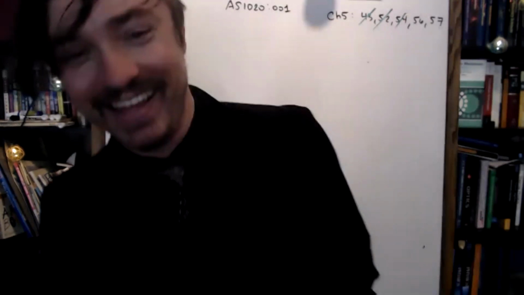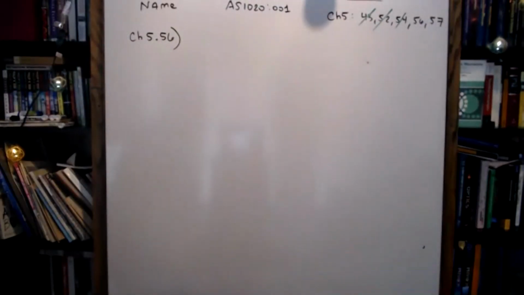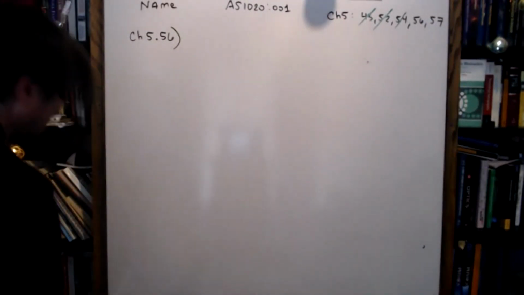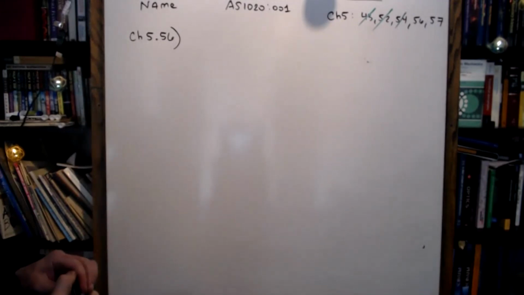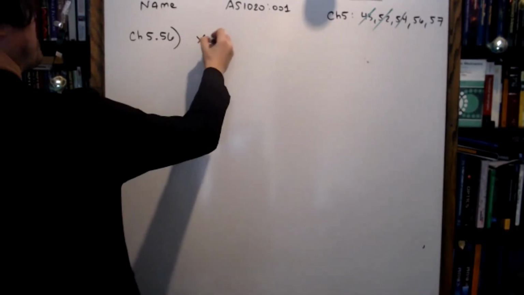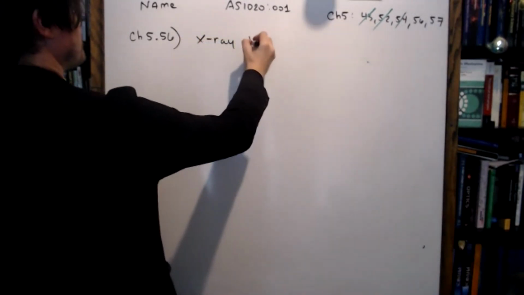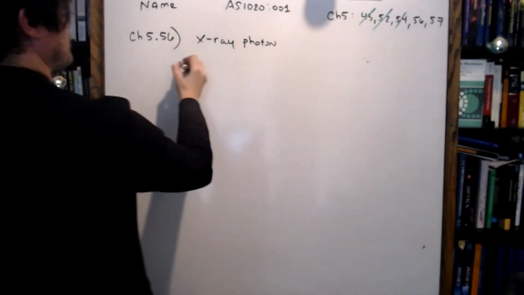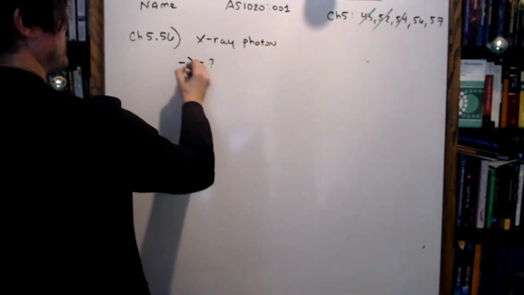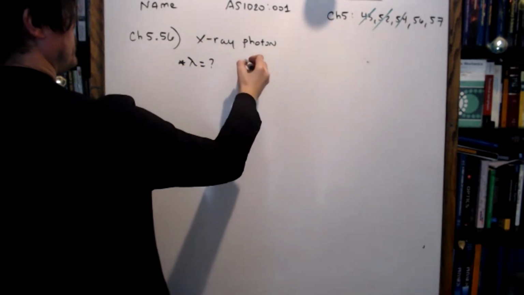Okay. 56. All right. What's it say? X-ray photon. What is the wavelength of an X-ray photon with energy 10?